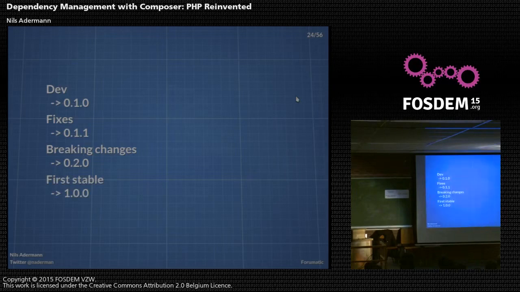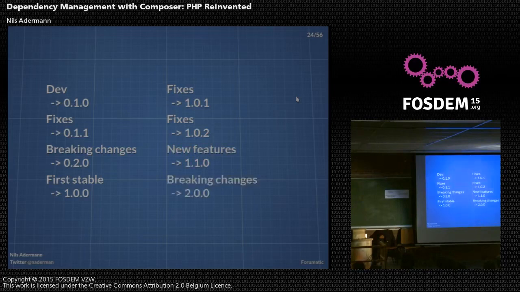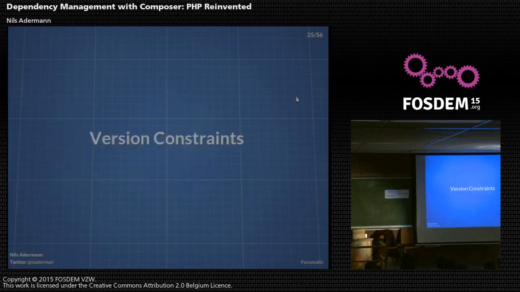And then you decide to make a stable release. So the first one is 1.0.0. You make some bug fixes, 1.0.1. Some more fixes, 1.0.2. Include some new features, 1.1.0. And then you make any breaking changes, and it's 2.0.0. All right, so that's how semantic versioning works.